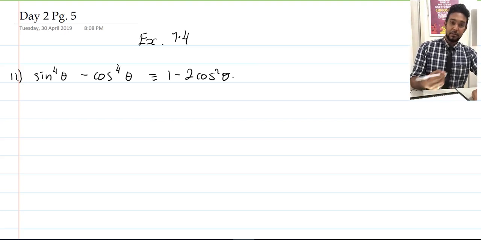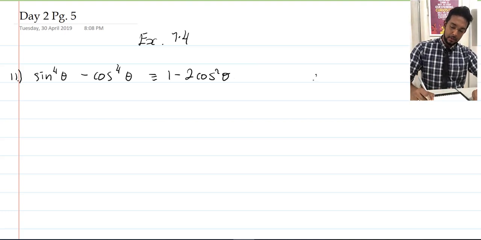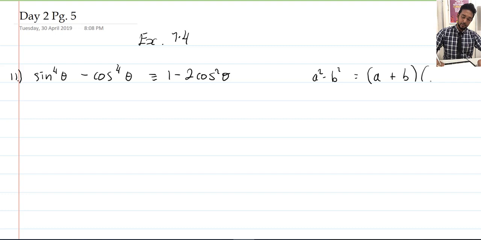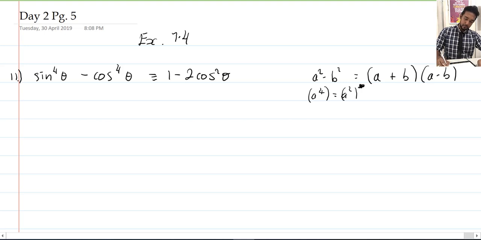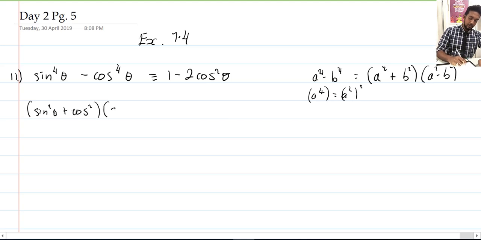Okay, so like I was saying, you could use difference of two squares, right? So a squared minus b squared is equal to a plus b by a minus b. And the thing is, we know that a to the 4th power is equal to a squared squared. So we could actually simply turn this to a to the 4th minus b to the 4th and do a squared plus b squared and a squared minus b squared. So sine to the 4th minus cos to the 4th could simply become sine squared plus cos squared by sine squared minus cos squared.